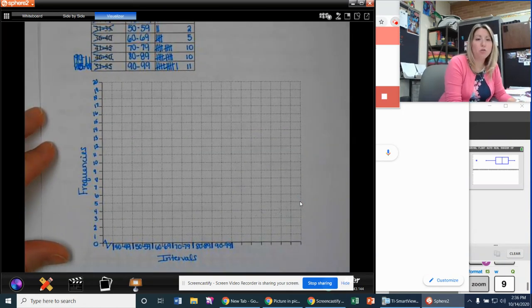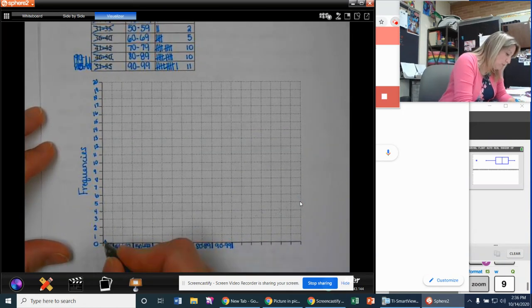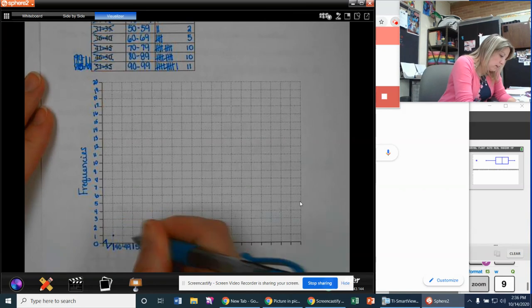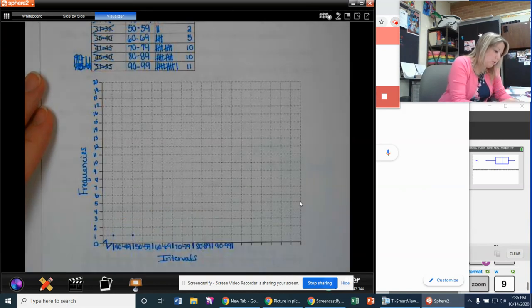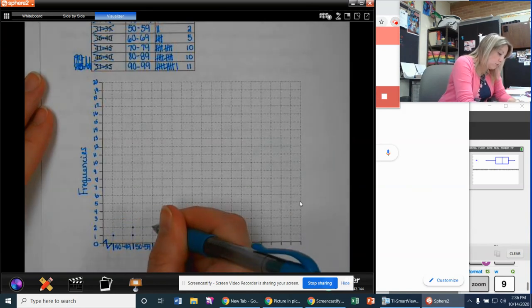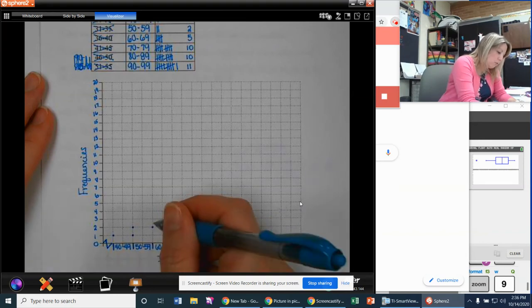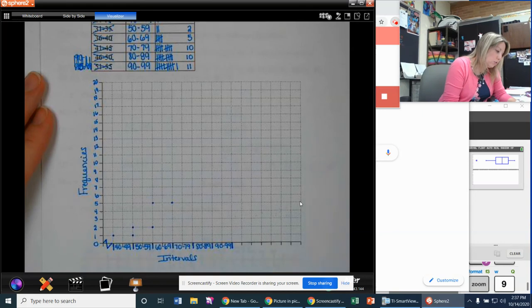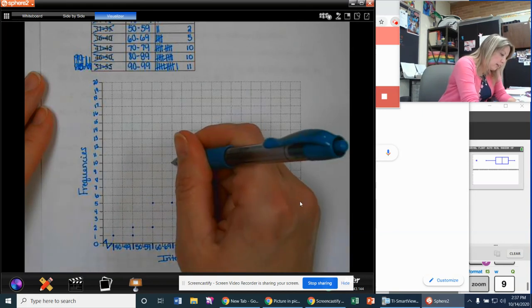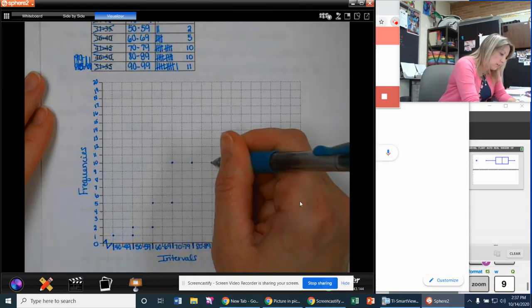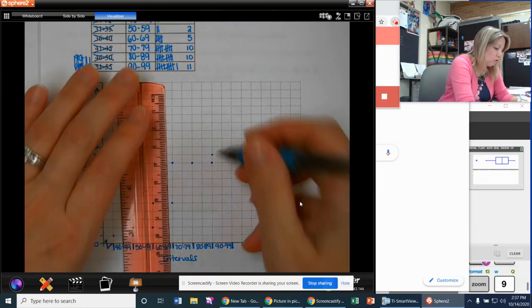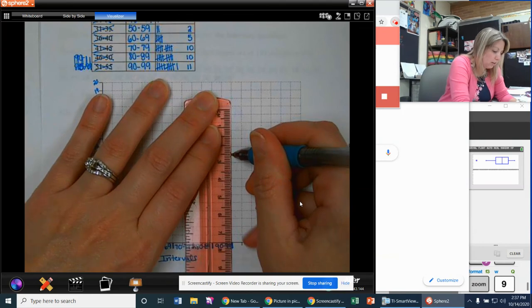Okay, and now don't forget you've got that break in there, and I prefer that lightning bolt Harry Potter scar looking break. And now let's get our data in here. So 49 goes up to 1, 50 to 59 goes up to 2. The next one goes all the way up to 5. So notice what I'm doing is I'm putting little dots in those spots until I can use my straight edge to connect. And now I will use my straight edge to draw my vertical lines.